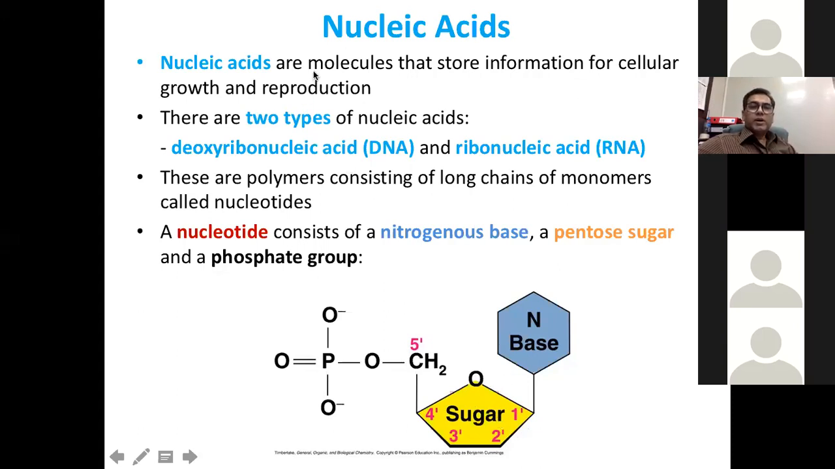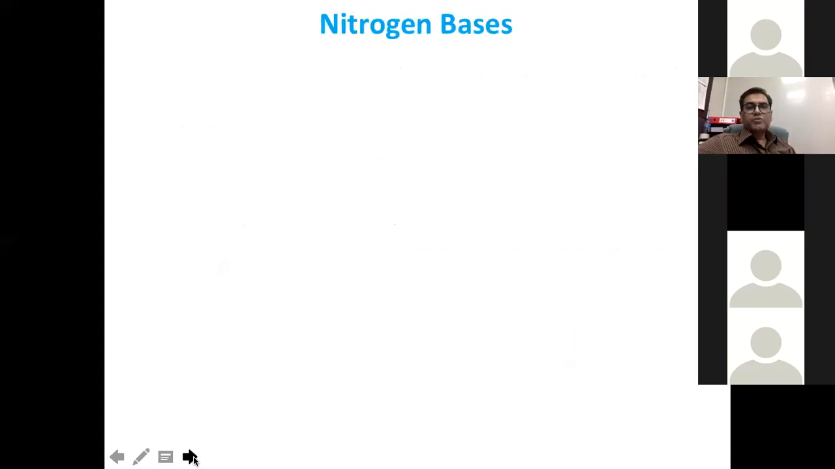So every carbon is designated as a prime number. We call it 1 prime, 2 prime, 3 prime, 4 prime, 5 prime. And it is important to know what primes actually are, because the whole process of DNA replication and then transcription is actually based on these prime numbers. Okay, so this is the basic chemistry of the nucleic acids.